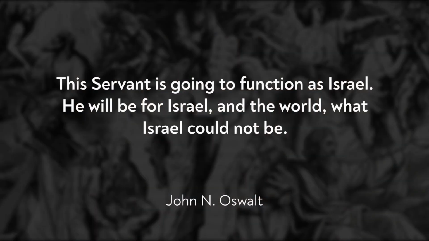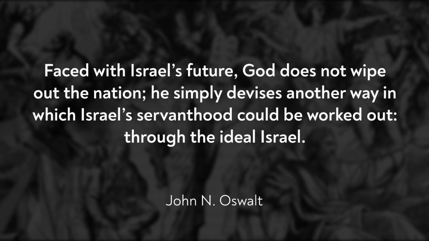Oswald, I think, explains this part really well. The servant is going to function as Israel. He will be for Israel and the world what Israel could not be. Faced with Israel's failure, God does not wipe out the nation. He simply devises another way in which Israel's servanthood could be worked out through the ideal Israel. Again, this is seen in light of redemption and restoration.